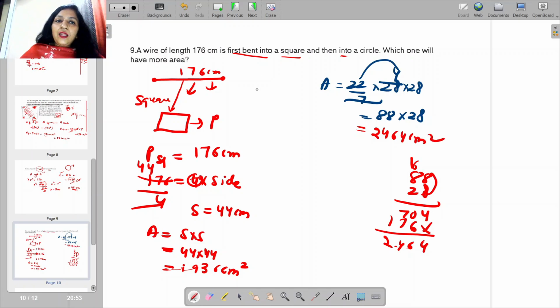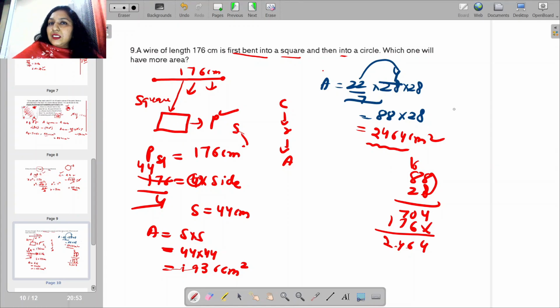So what we have done? Perimeter से हमने side निकाला, side से निकाला area. एरिया हमने circumference से रेडियस निकाला, रेडियस से निकाला एरिया. Okay, so out of these two figures we can see that the area of the circle is the bigger one. So if the same wire is being bent as a square and a circle, the circle will always have the bigger area.